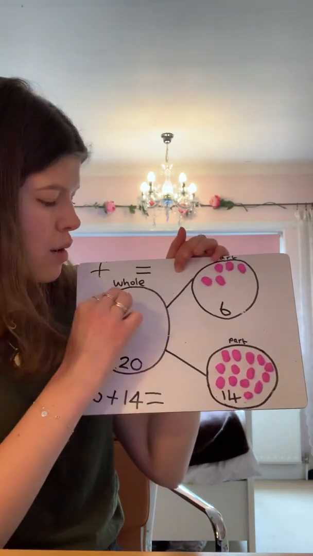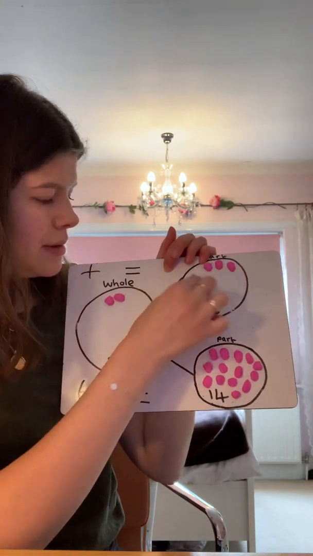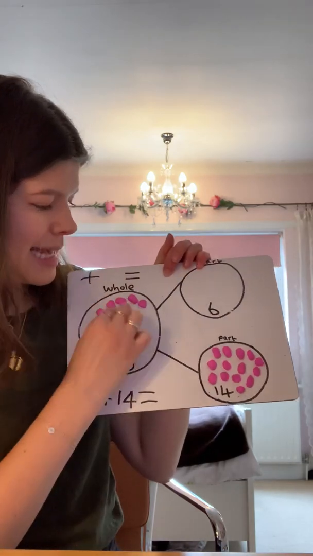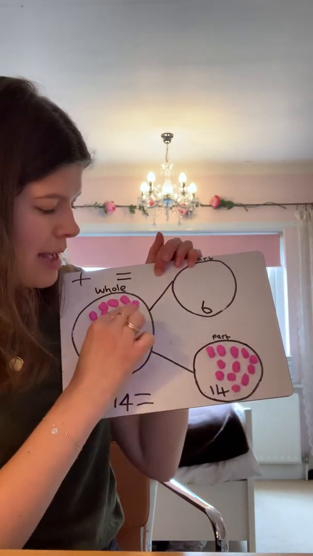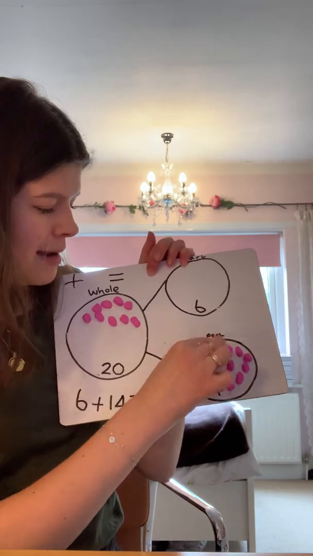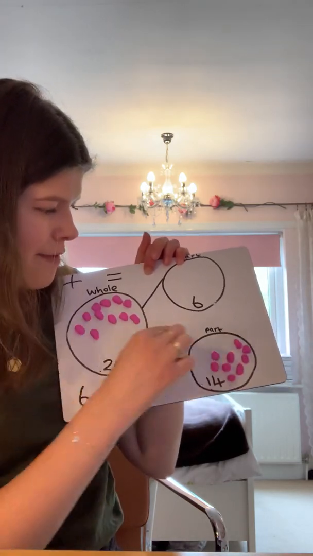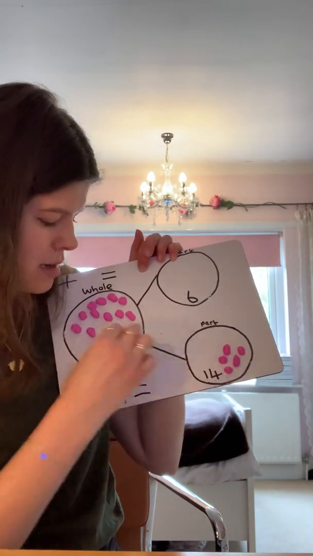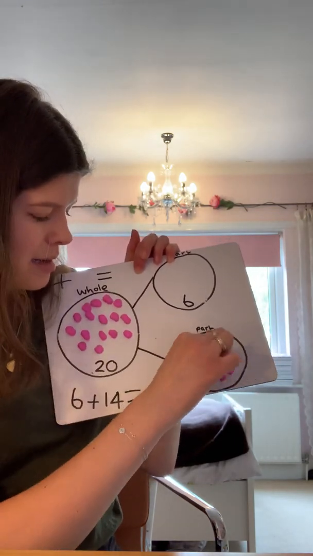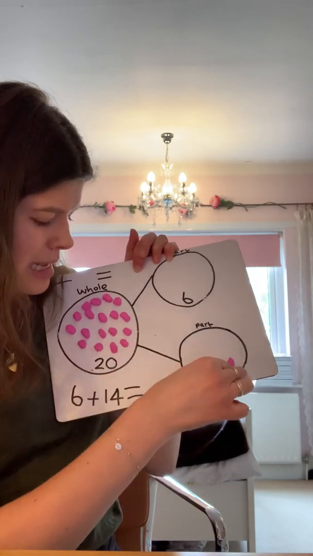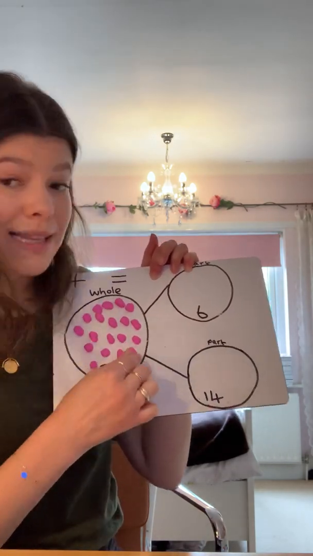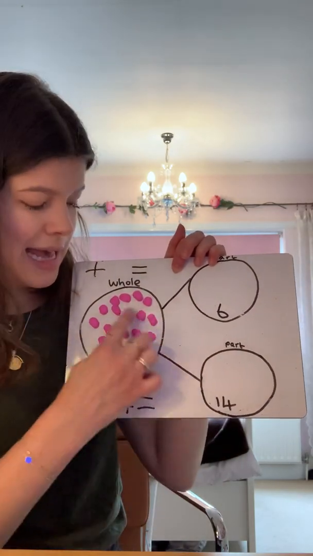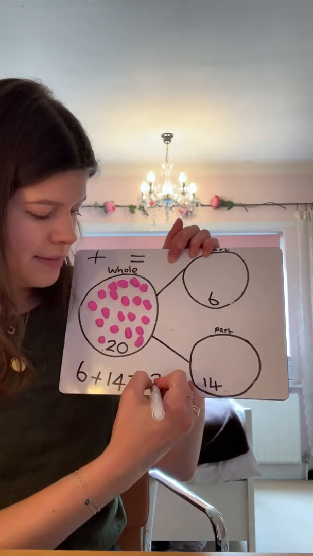Let's count. 1, 2, 3, 4, 5, 6. I keep counting. 7, 8, because I'm adding them together. 9, 10, 11, 12, 13, 14, 15, 16, 17, 18, 19, 20. So I know that when I add 6 and 14 together, it equals 20.